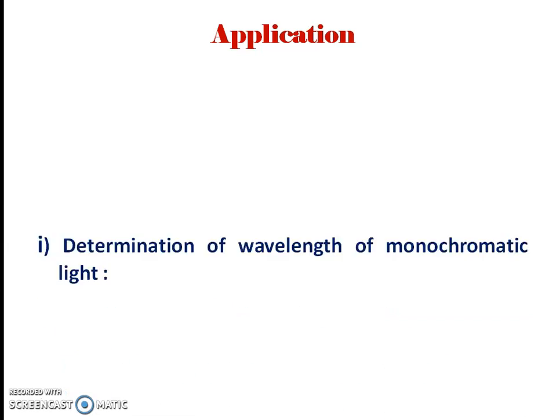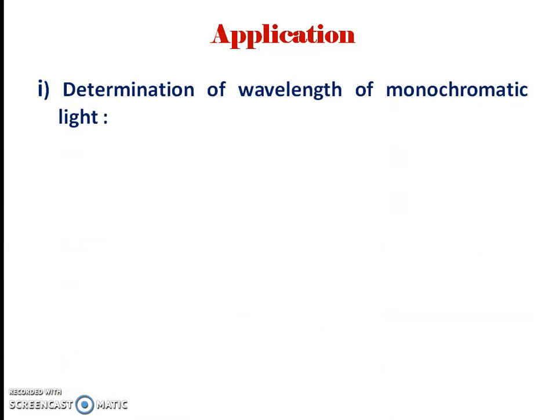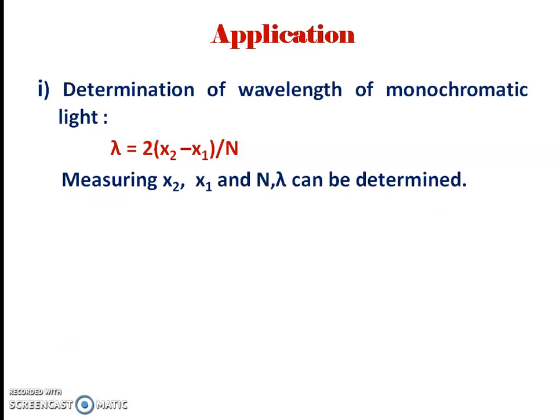Now what are the applications? The Fabry-Perot interferometer is used to determine the wavelength of monochromatic light. Lambda is equal to 2 times (x2 minus x1) upon n, where lambda is the wavelength and n is the number of fringes. If we measure x1 and x2 and the number of fringes, and substitute those values in this equation, then we can determine the wavelength of the monochromatic light used in this Fabry-Perot interferometer experiment.